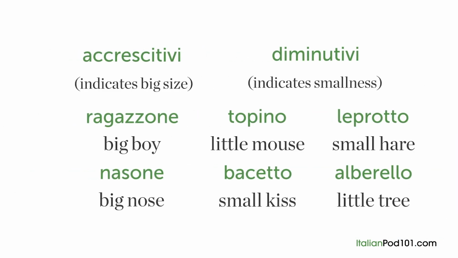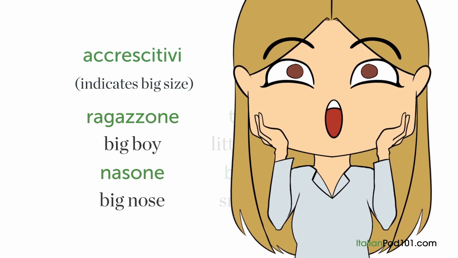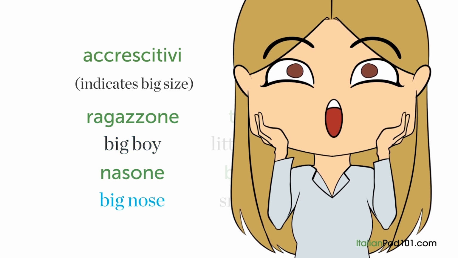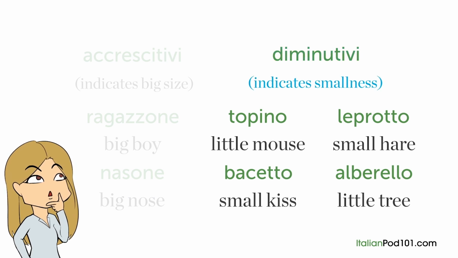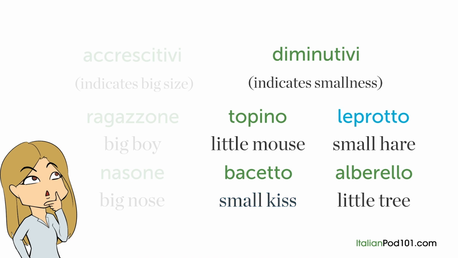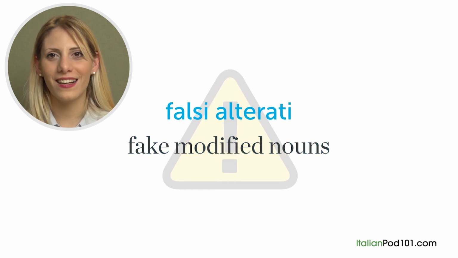To describe the aspect of something, you can use accrescitivi and diminutivi. Accrescitivi indicate a big size. The most common suffix is one. For example, ragazzone, big boy; nasone, big nose. Diminutivi indicate smallness. Common suffixes are ino, etto, otto, ello. For example, topino, little mouse; bacetto, small kiss; leprotto, small hare; alberello, little tree. Be aware of fake modified nouns, or falsi alterati.